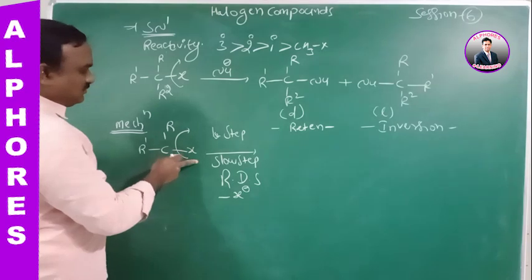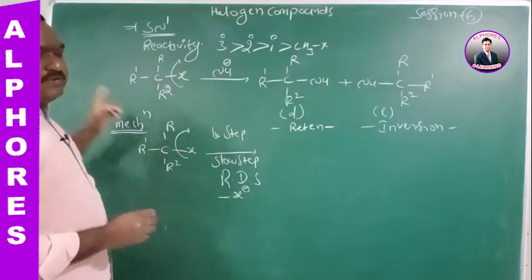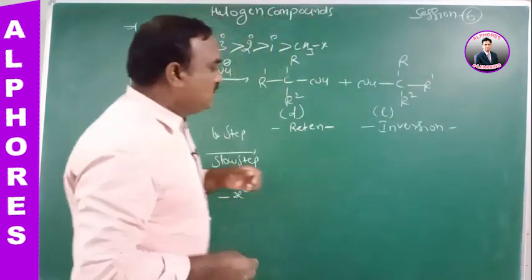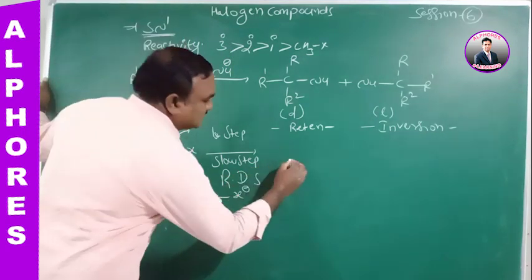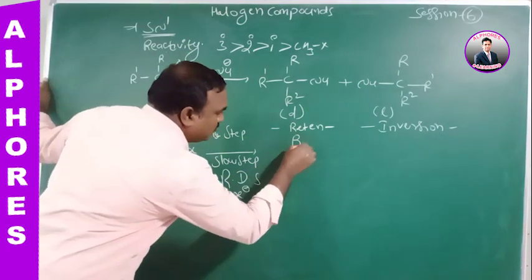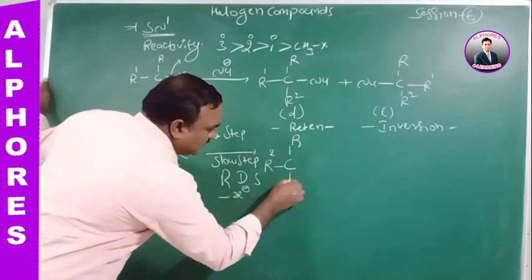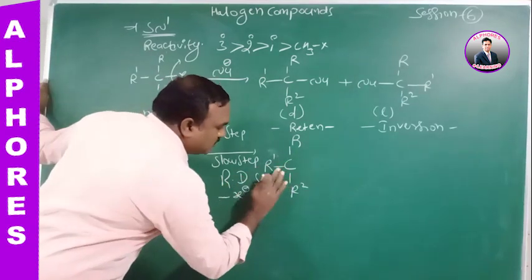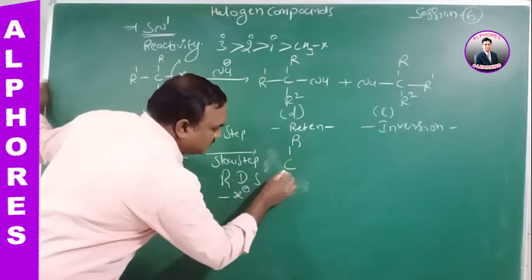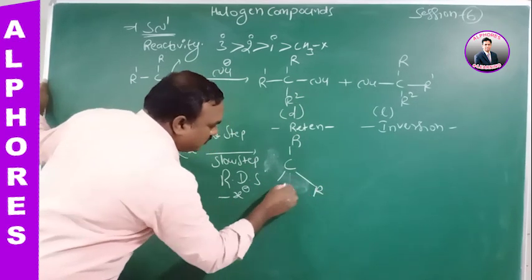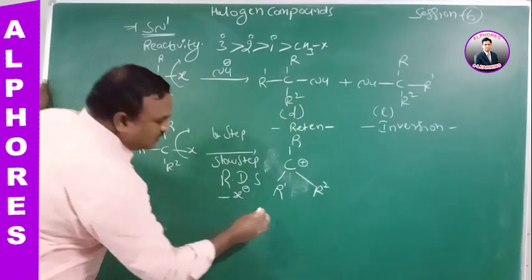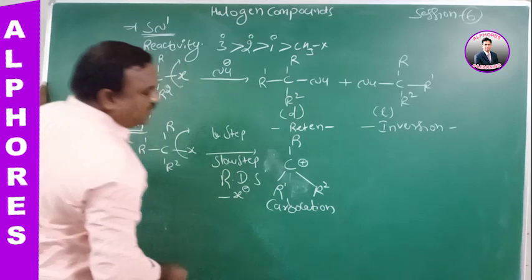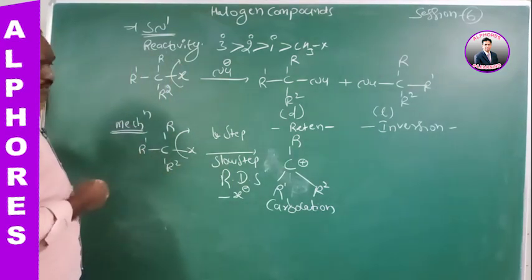Now X minus has taken the electrons, so the carbon loses them. What type of charge does the carbon have now? Positive charge. Then a carbocation is formed in this case, with R, R1, R2 groups and a positive charge. The intermediate is a carbocation intermediate.